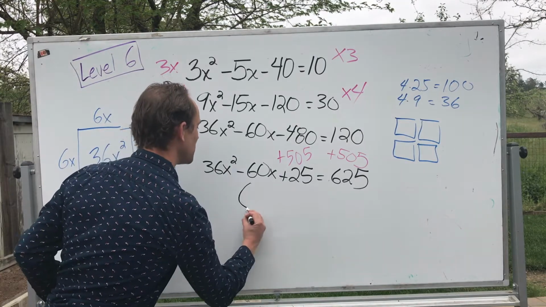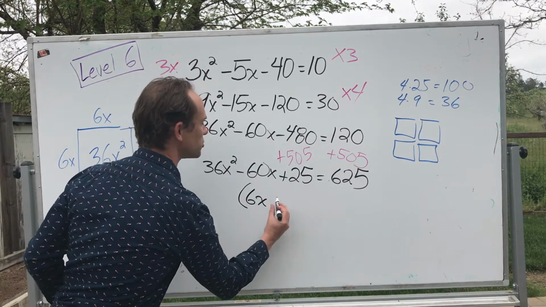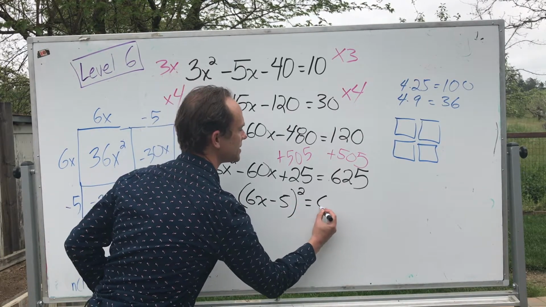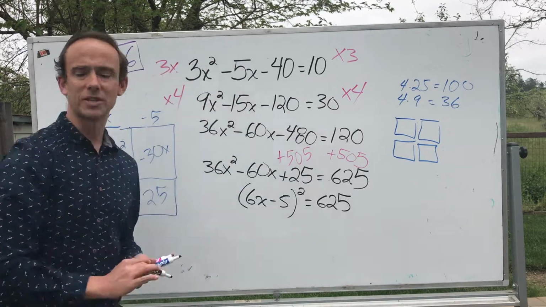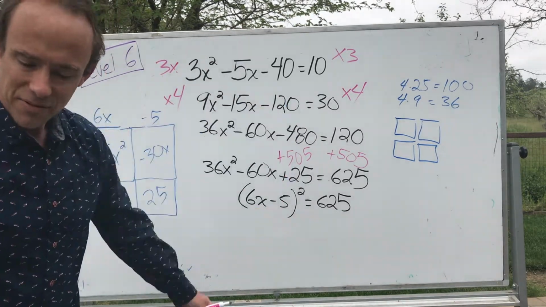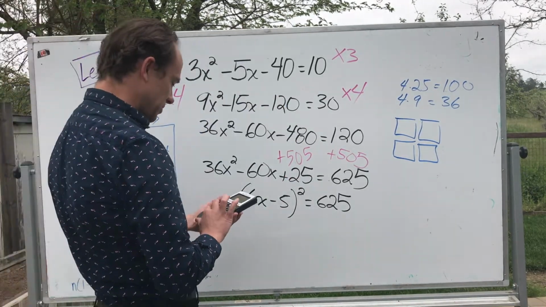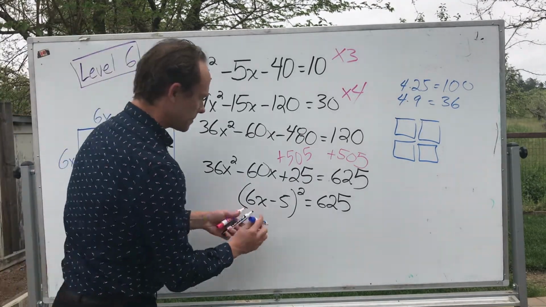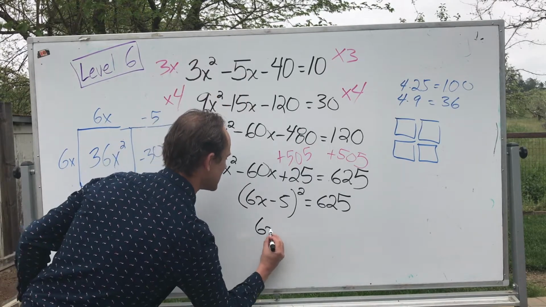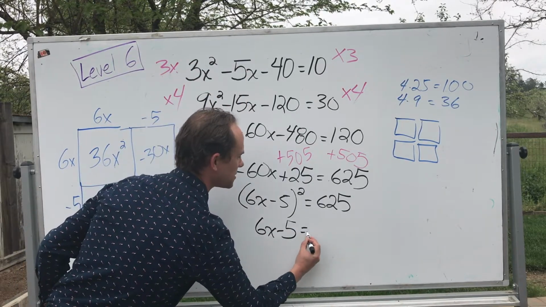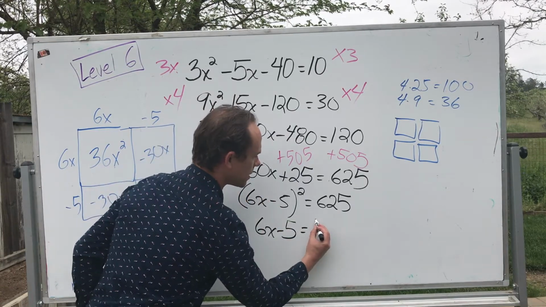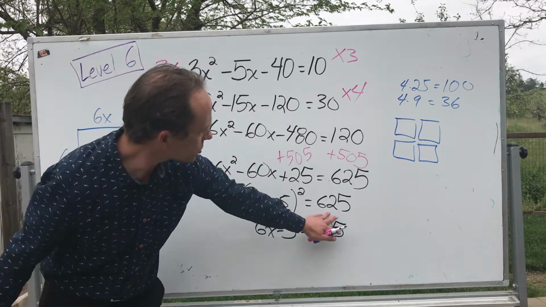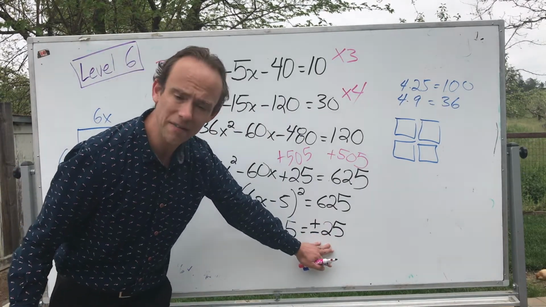So now this is a perfect square trinomial. So now it comes all the way back around to a level 2 problem. 6x minus 5 squared is equal to 625. Lovely, lovely. And 625, I believe, is 25 times 25. Yep. So that means 6x minus 5 has to be equal to plus or minus 25, because the square root of 625 is 25.